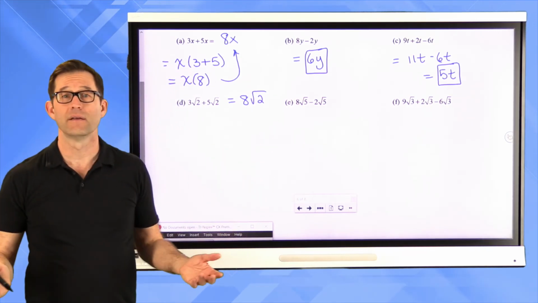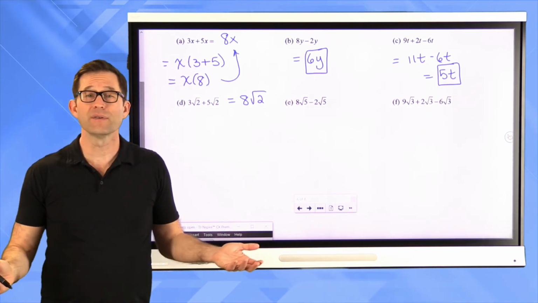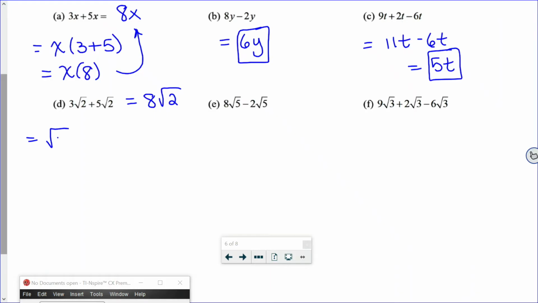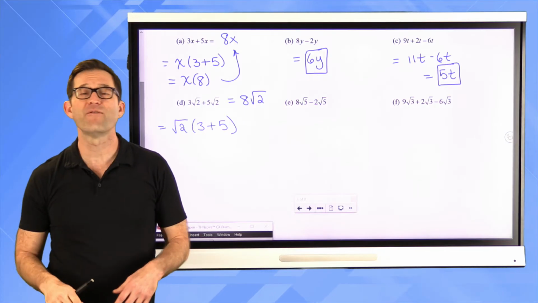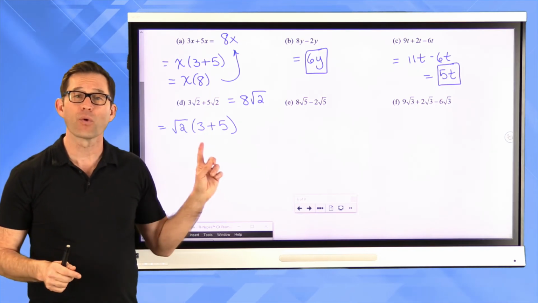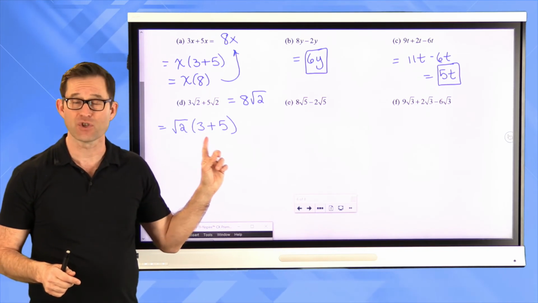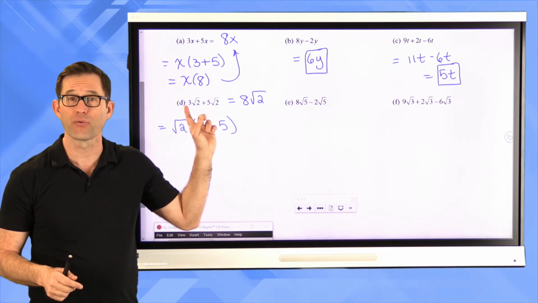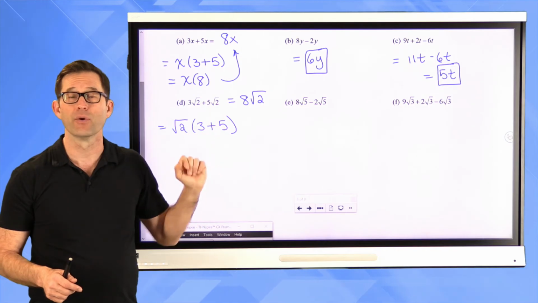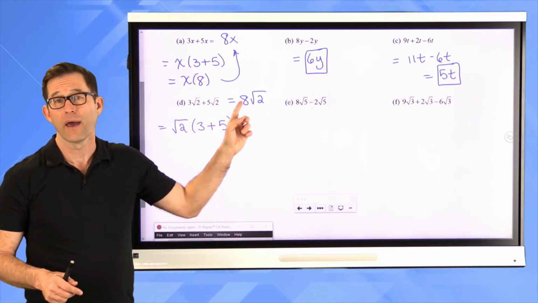Now again, the reason that this works that way is because really what I have is root 2 times 3 plus 5, right? I can use the distributive property to factor that root 2 out. Then of course I can add these coefficients because that's what they really are, right? The 3 is the coefficient on 3 root 2. 5 is the coefficient of 5 root 2. I can add those two together and I get 8 root 2.